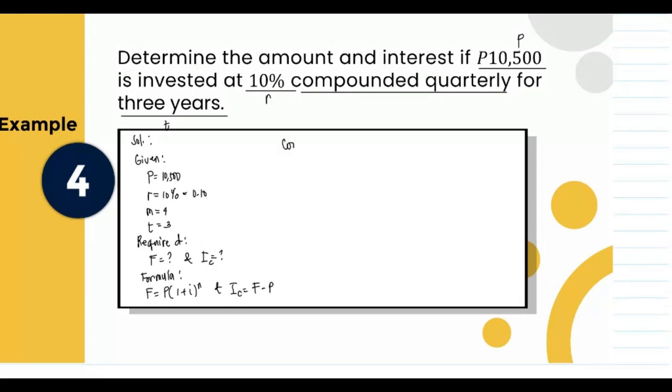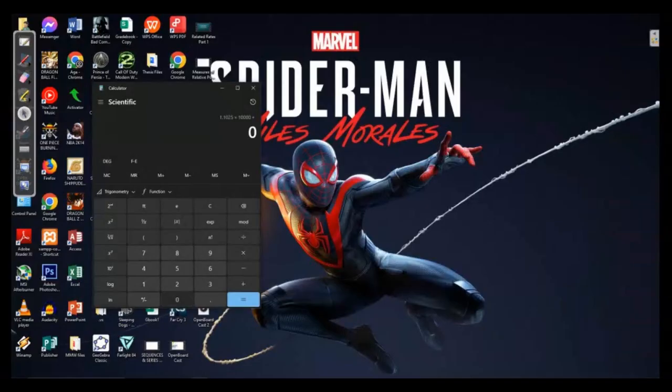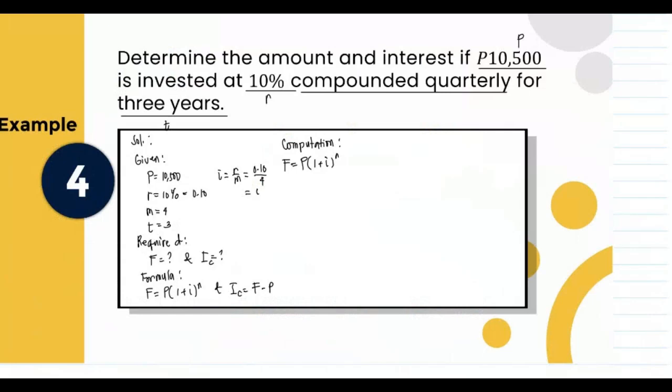And then we do the computation. We do the computation first for the compound amount. So it would be F is equal to P times 1 plus I raised to N. And again, we need to have the I and N. So I would be R divided by M. So R is going to be 0.10 divided by 4. And then what's the value of 0.10 divided by 4? 0.10 divided by 4 is going to be 0.025. So 0.025 is going to be our I.